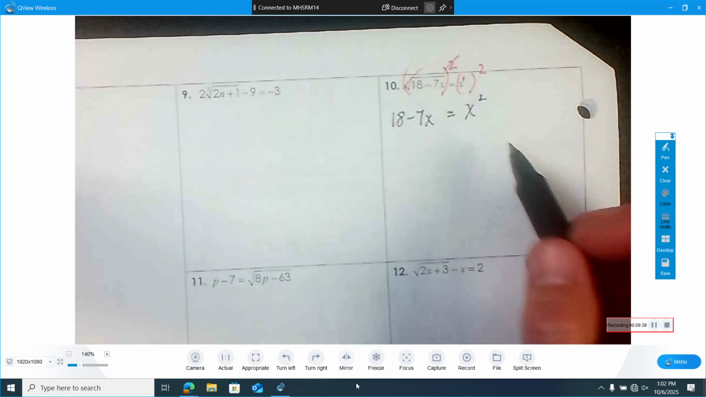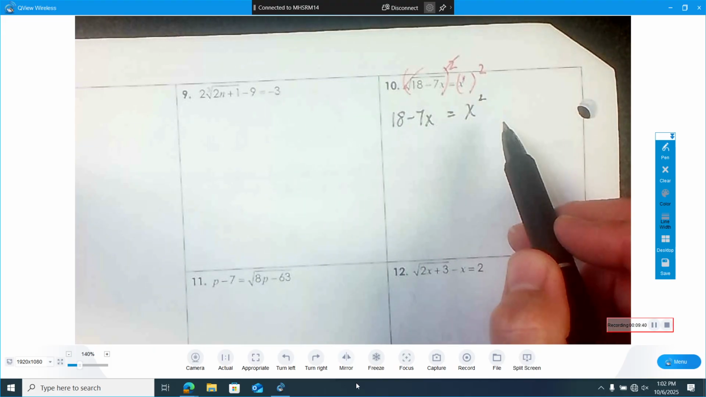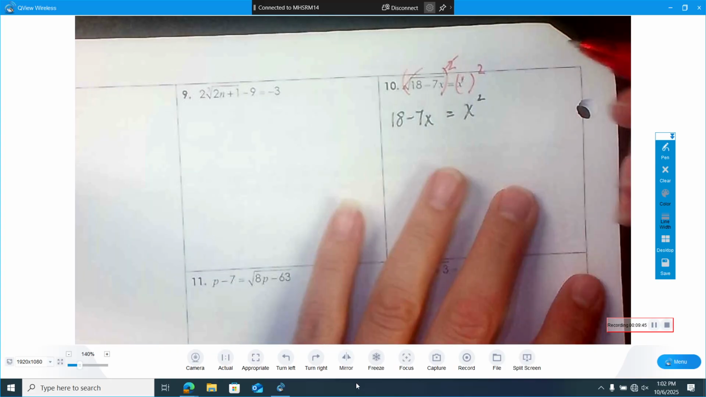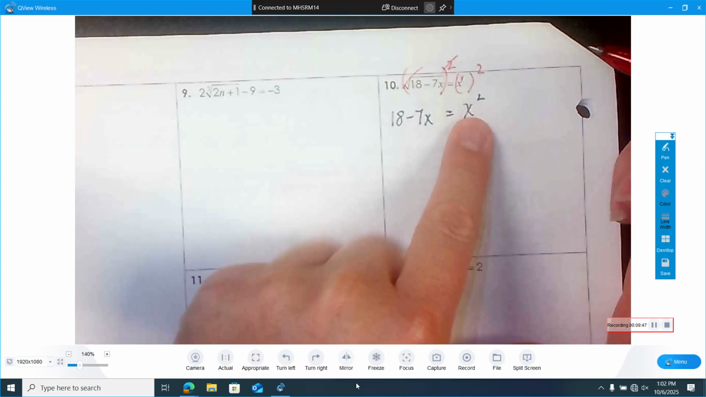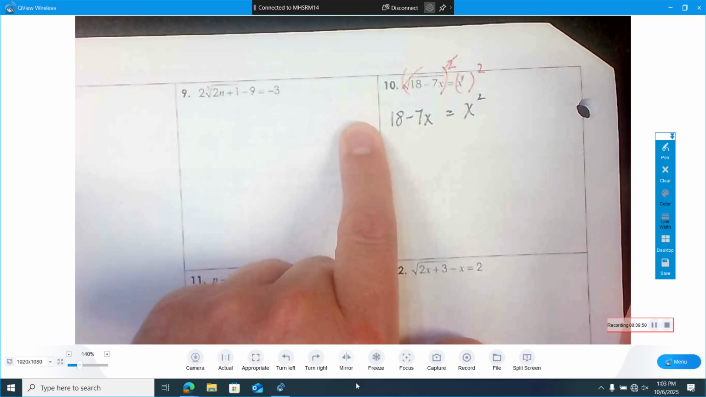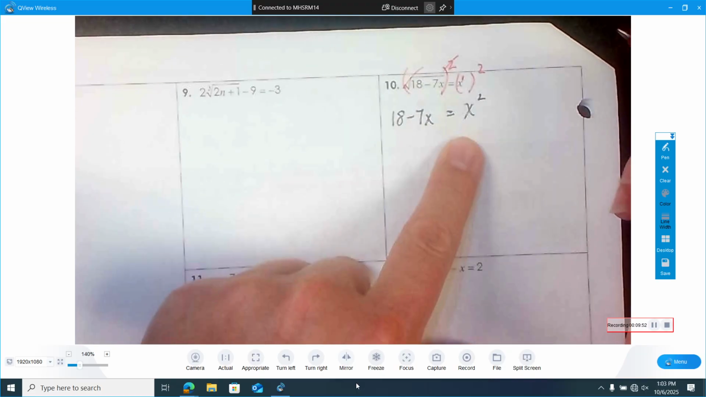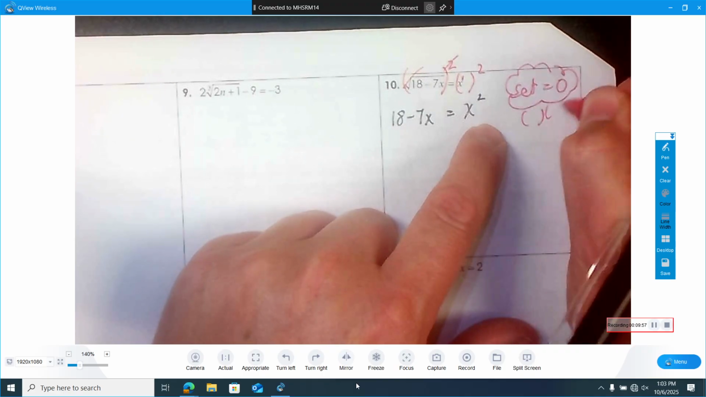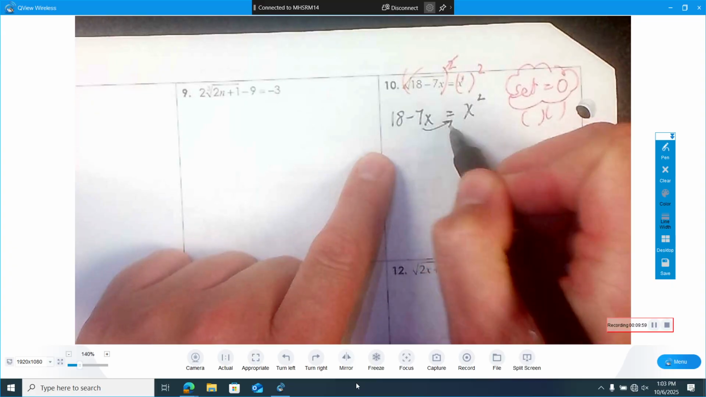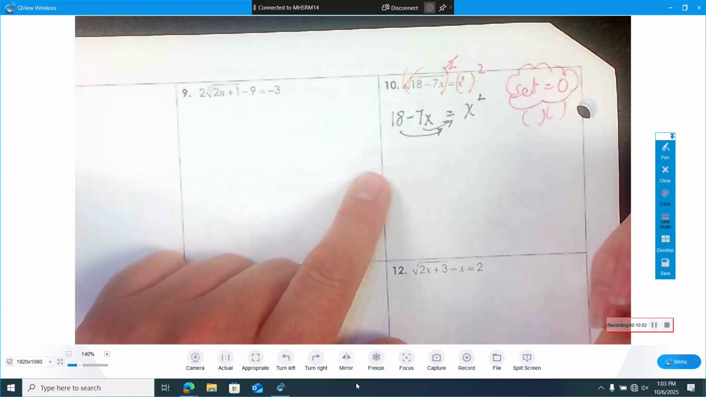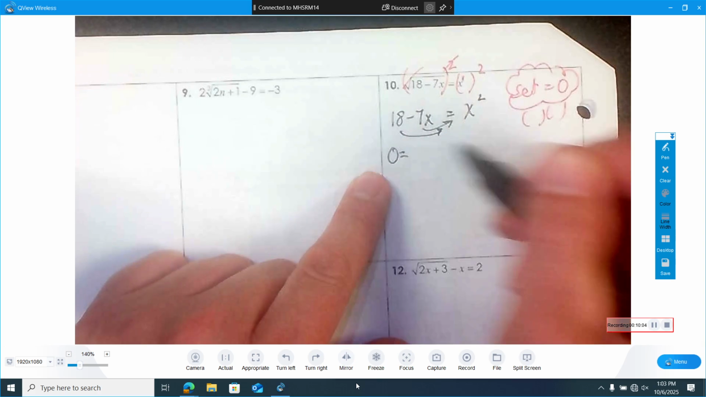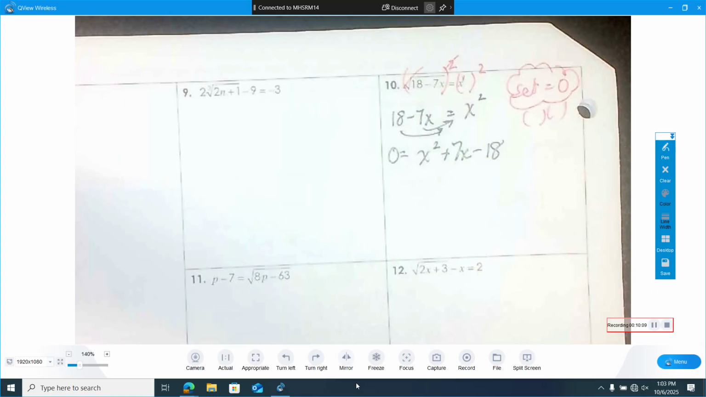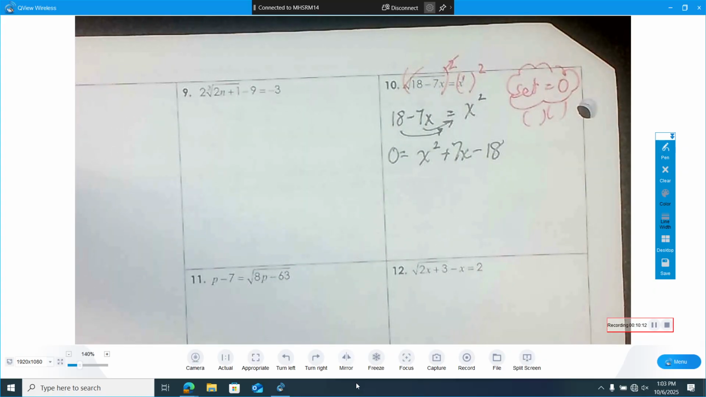Okay, we have now created a quadratic here. How do I solve this quadratic equation? I could subtract x squared, but then I'd have a leading negative. We want to set this equation equal to 0 so that we can double bubble. I'm going to move everything over to the right-hand side. So I'm going to get 0 equals x squared plus 7x minus 18. Just so my leading term is positive, life is a lot easier.